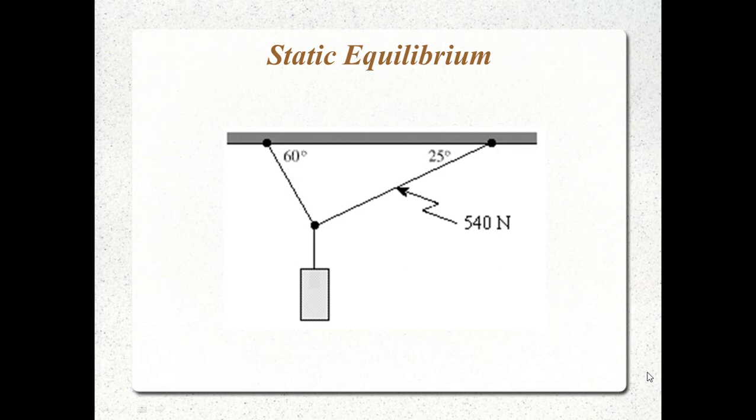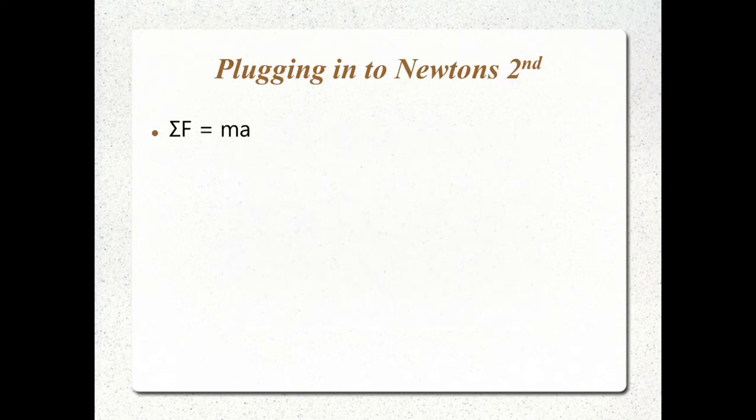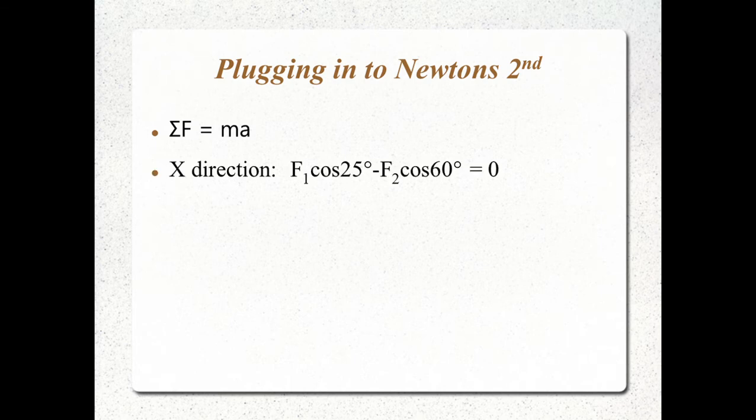So to write that as an equation, what you do is set net force equals mass times acceleration. That's not changing. But in the x direction, there is the horizontal component of the 540 newtons, and then there's the horizontal component of the second force. And so you just break those into pieces. And in this case, it's both cosine of the 25 and 60-degree angles. So if you look at it, we would be able to solve for one of those unknown forces in this case.